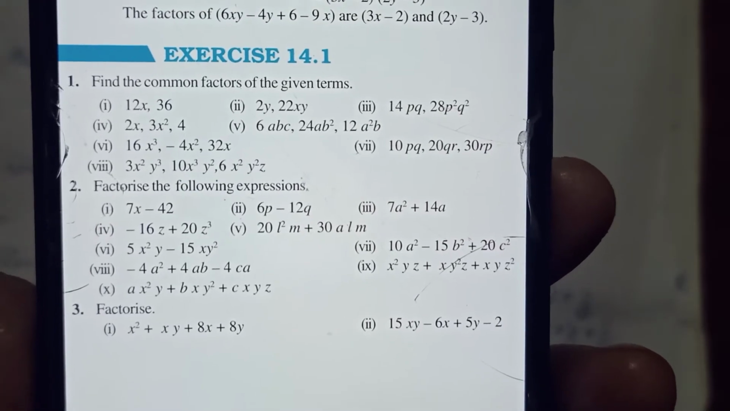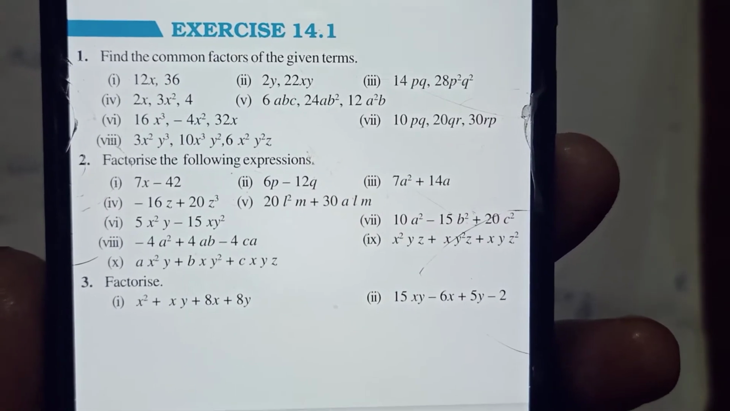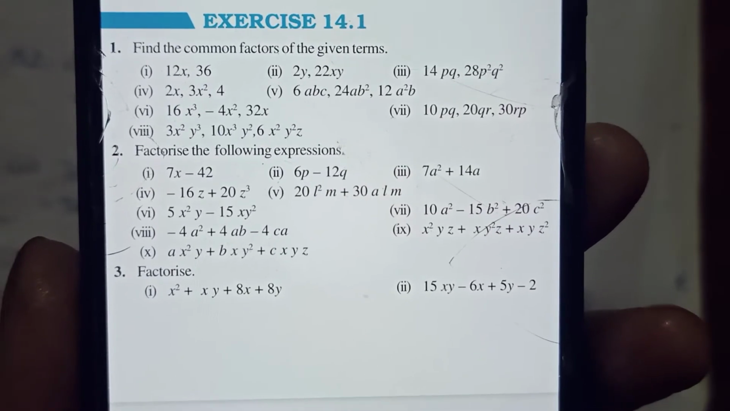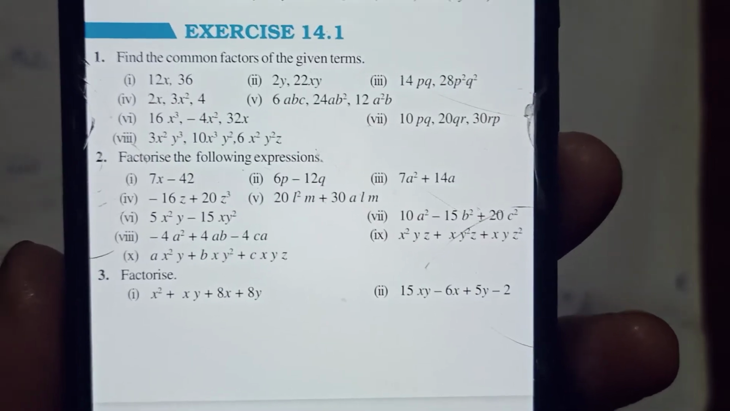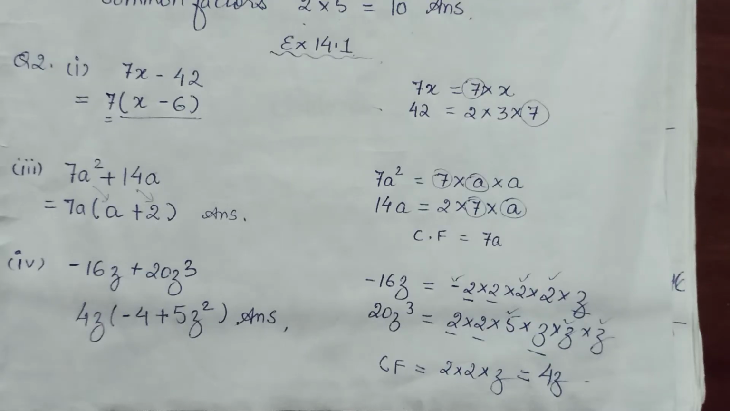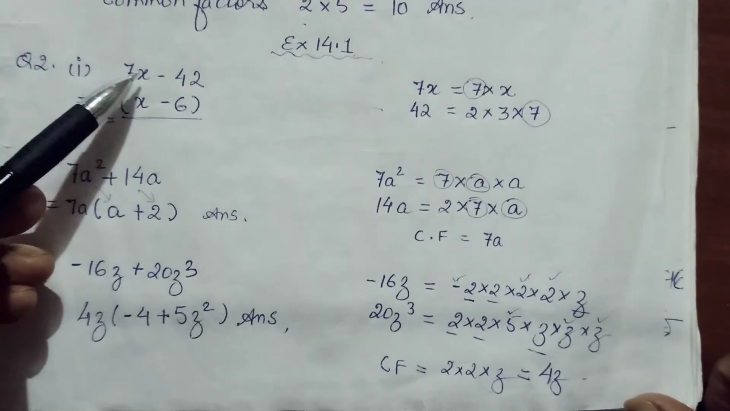Class 8, question number 2. Factorize the following expressions. There are 2 or 3 terms in each algebraic expression which you need to factorize. The first one is 7x minus 42.